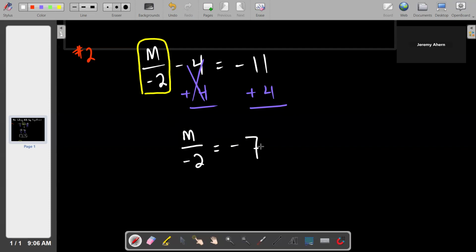But you just add, don't you just add 7 to both sides? Or no, you add 2 to both sides. We want to get rid of this negative 2, but it's currently a division, so we do multiplication by negative 2. That's where I messed up.